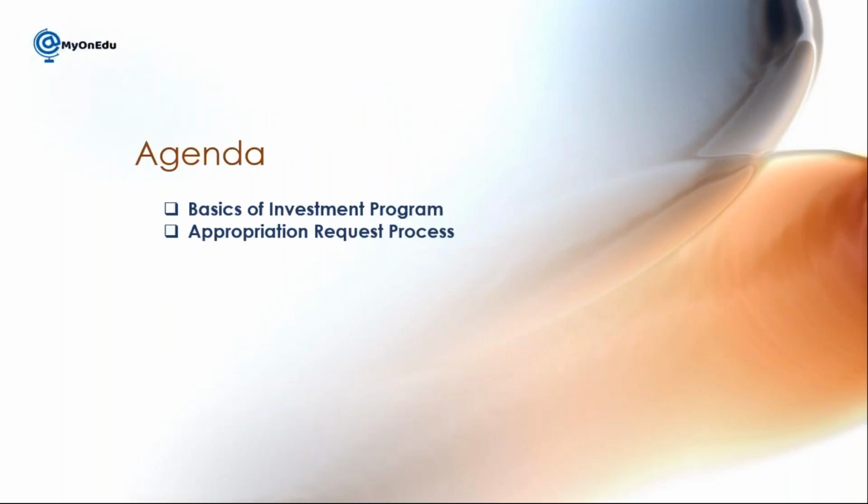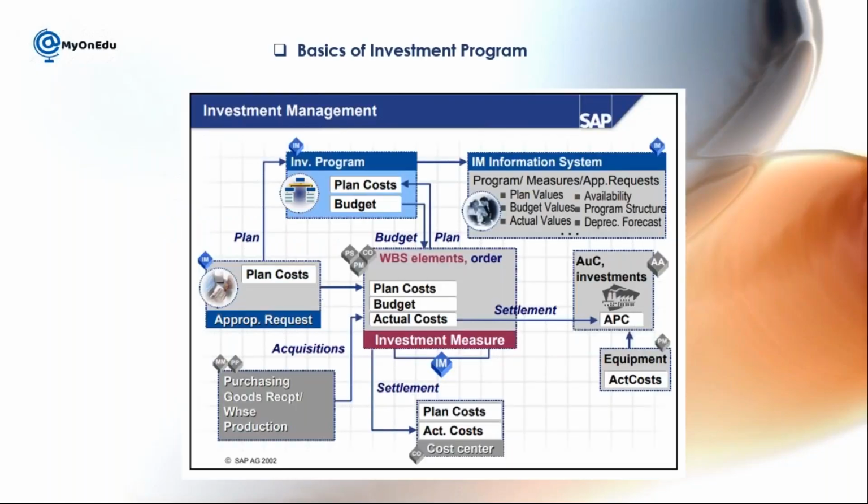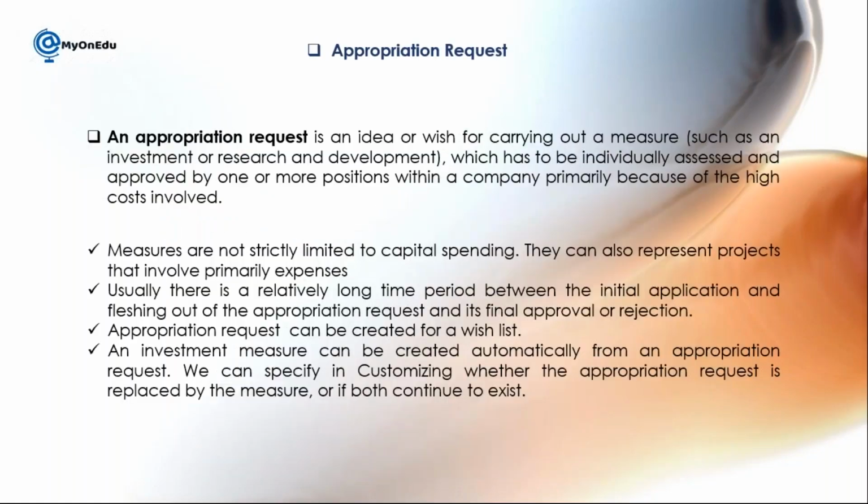So first I'll go through the basics of the investment program, which we have already gone through, but I'll just go through the status profile, and then I'll let you know how you can assign it in the position, and then we'll go for the appropriation request process. So basically I'll explain the appropriation request, the scenarios, and then we'll proceed with the processes. One second, let me open the system.